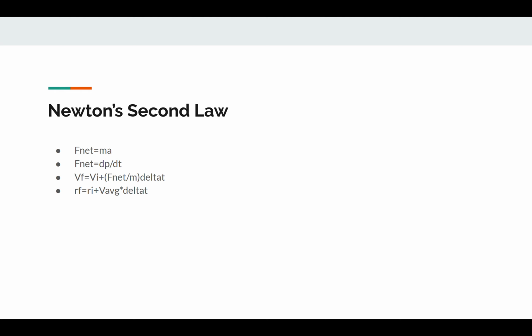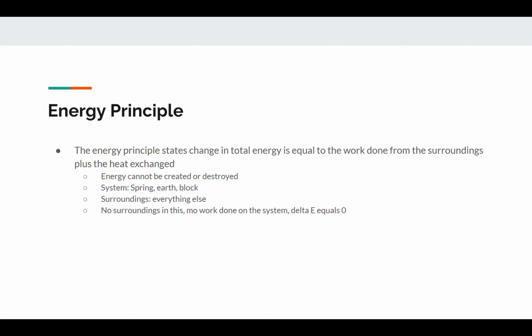We're going to be using Newton's second law, which is F net equals ma, as well as F net equals the change in momentum, which is dp, or the derivative of momentum over time, dp dt. And then Vf equals Vi plus F net over m times delta t is the velocity update. And then we're going to use the position update as well, which is Rf equals Ri plus the average velocity times delta t. Bang.